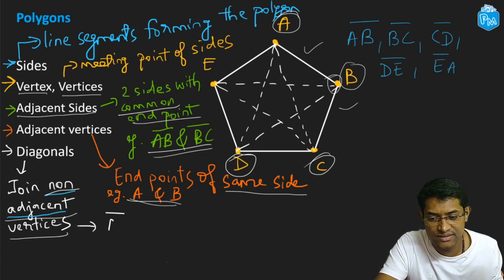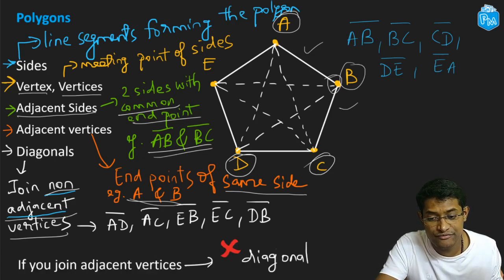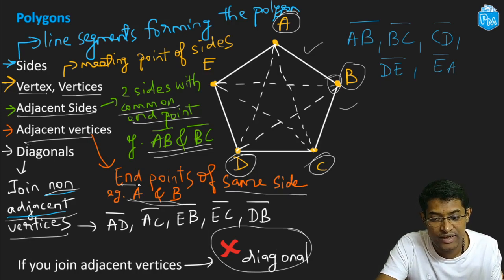Let's write the diagonals. So I have AD, AC, EB, EC and DB. These are the 5 diagonals of this pentagon. And we have seen a 5-sided polygon is called a pentagon. Alright, now you will notice that if you join adjacent vertices, you won't get a diagonal. Like if you join A and E, these are adjacent vertices, right? What are adjacent vertices? Endpoints of the same side.